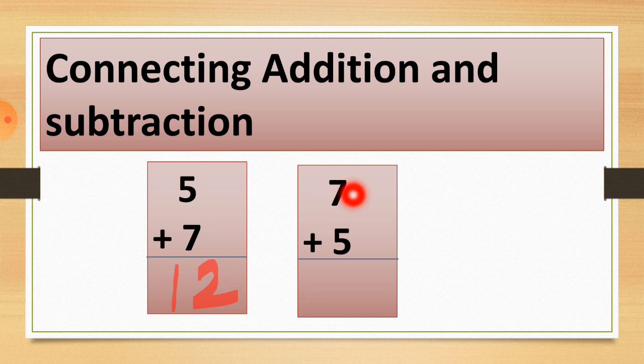You can see this. Now here is the second sum. You can see I take this 7 first here. See this, the digits are the same, 5 and 7. Here I just swap the digits. I take 7 first and then 5. So how much is it together?